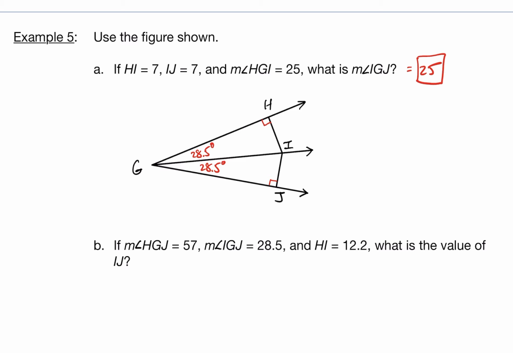Because both of those angles are the same, we know this is a bisector, and a point on the angle bisector tells us that the distance from I to H is equal to I to J. So we know that both of these segments are going to be equal. Now this problem tells us that HI is equal to 12.2. This is 12.2. And the question is, what is the value of IJ? Well, if this is 12.2, then IJ must be 12.2 also. So the answer here is 12.2.